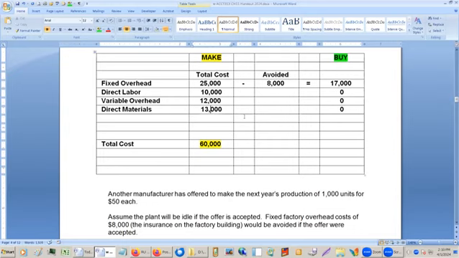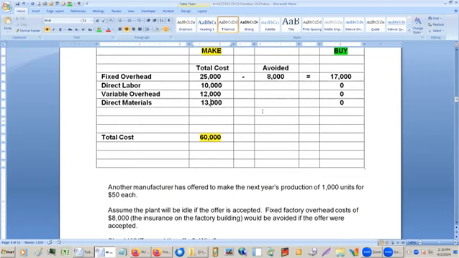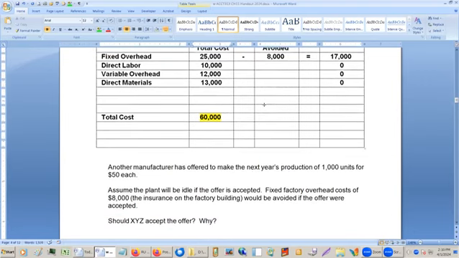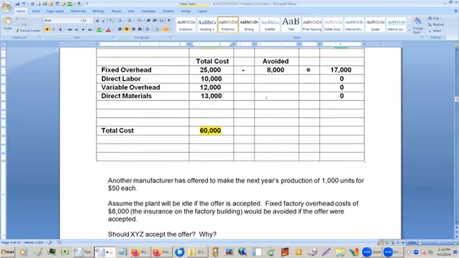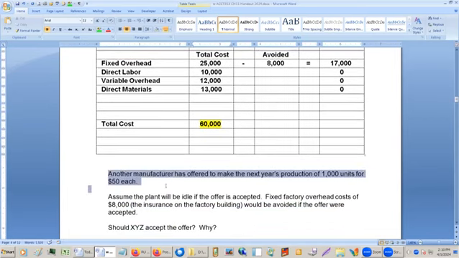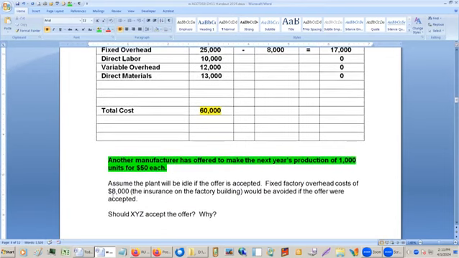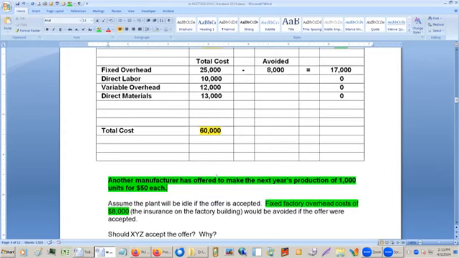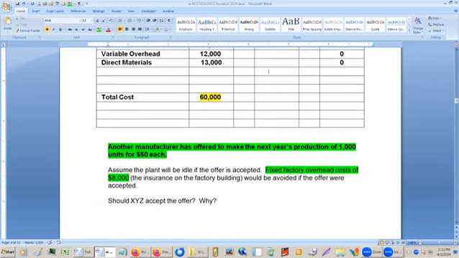All right. Well, there's one more thing we have to consider here, though. And what is that? This right here. Another manufacturer is offered to make next year's production of 1,000 units for $50 each. Okay, so this is the buy offer.